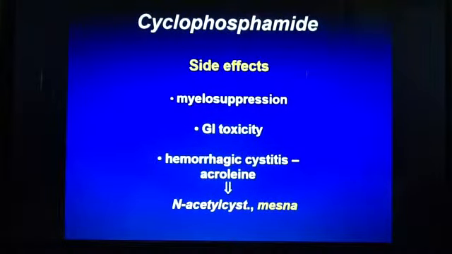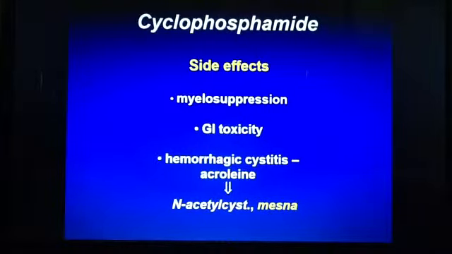What are the side effects for cyclophosphamide? Myelosuppression, GI toxicity, hemorrhagic cystitis, and this is because of acrolein, but this can be relieved by mesna if you are giving it before, not after it happens, but as a prevention measure you can give mesna.